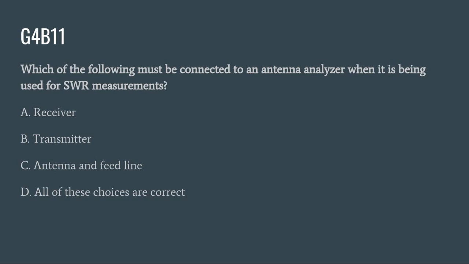G4B11, which of the following must be connected to an antenna analyzer when it is being used for SWR measurements? A, receiver. B, transmitter. C, antenna and feed line. Or D, all of these choices are correct. And the correct answer is C, antenna and feed line.